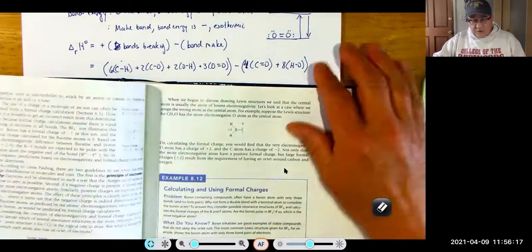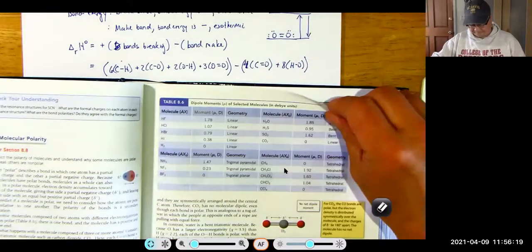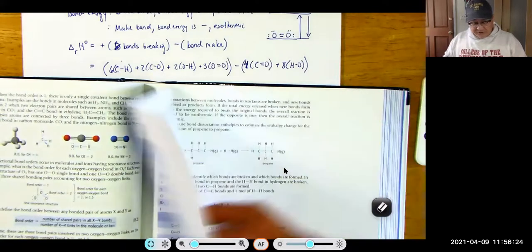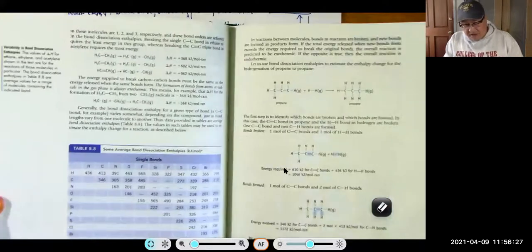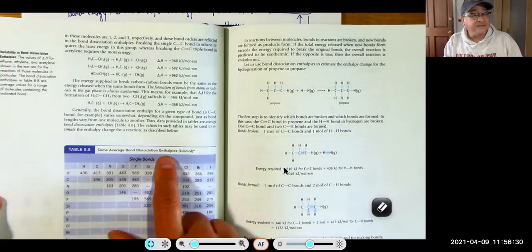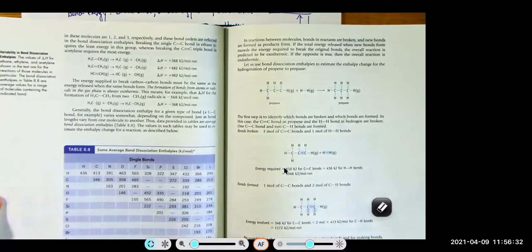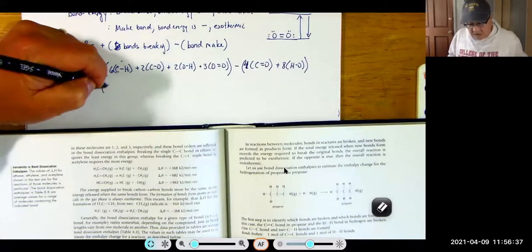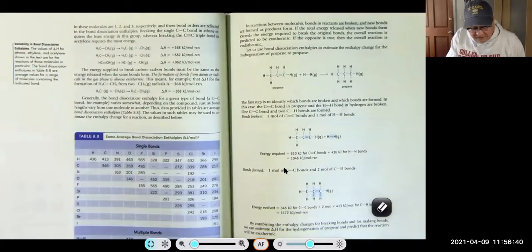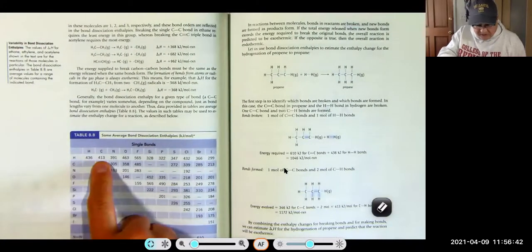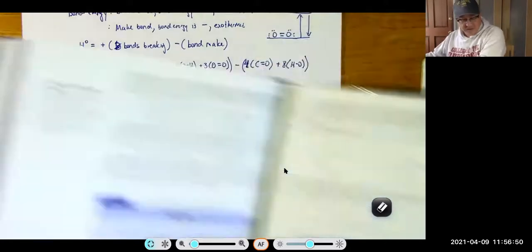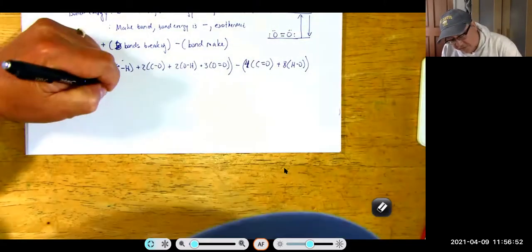So we're looking for bond strength. Do you see this chart here that says bond dissociation enthalpies? Mm-hmm. That's bond strength. So the ones we want are carbon-hydrogen. Here's hydrogen, here's carbon. It's 413 for a single bond, and that is kilojoules per mole. So we're going to write 413 kilojoules.